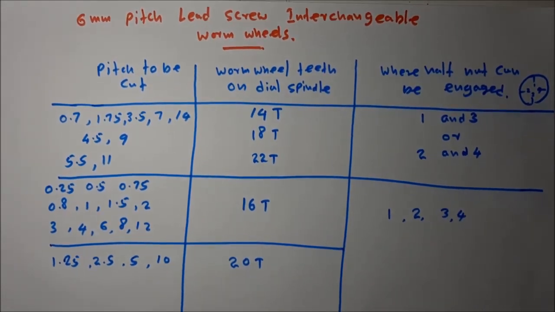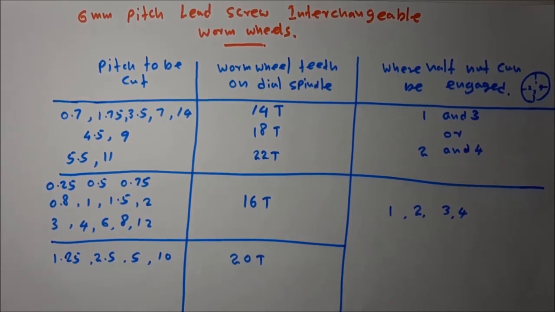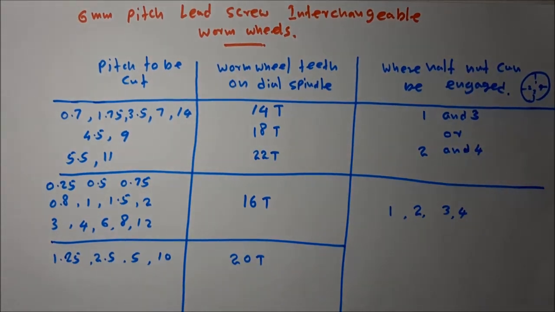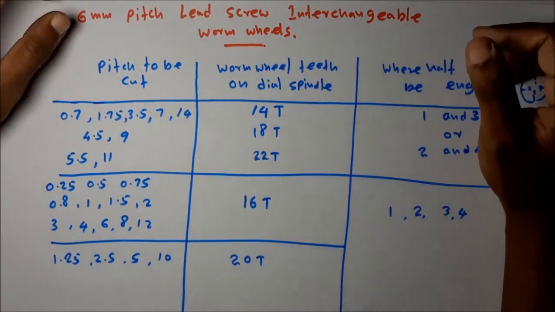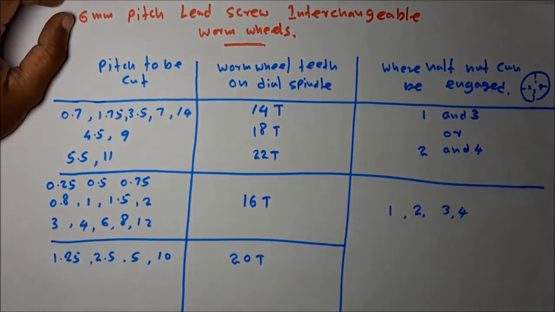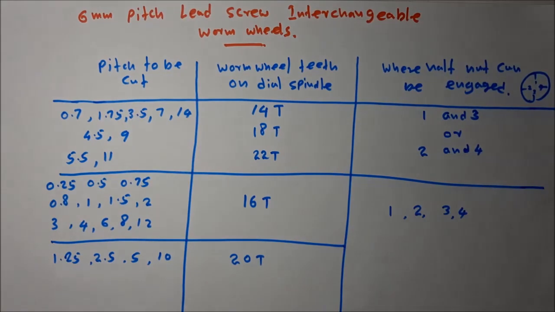Okay, 6 millimeter pitch lead screw. I think you are all clear with this use. We can use the two methods to follow the thread in thread cutting operations. Okay. I will explain this 0.7. Then I will explain another one. Let's take the 5.5 millimeter pitch. Then you will be more clear with this one.